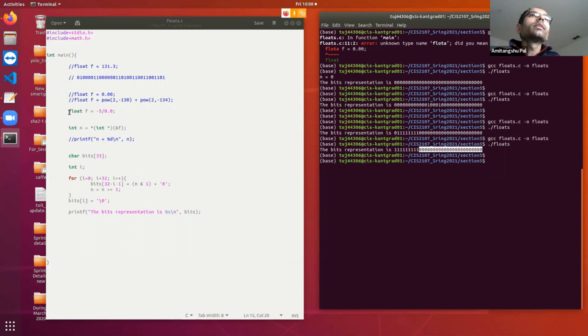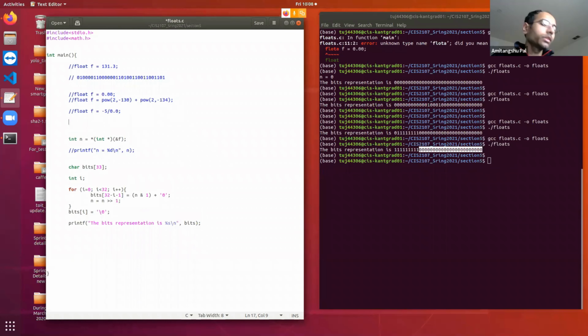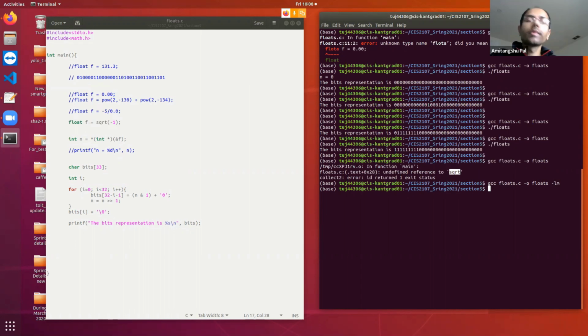Now let's create the case of not a number. For the case of not a number, I can make square root of -1. Square root of -1 is not a number. So let's run it. It is giving an error for using the function square root, so let's link the math library.